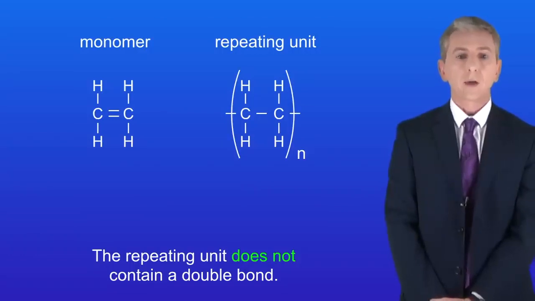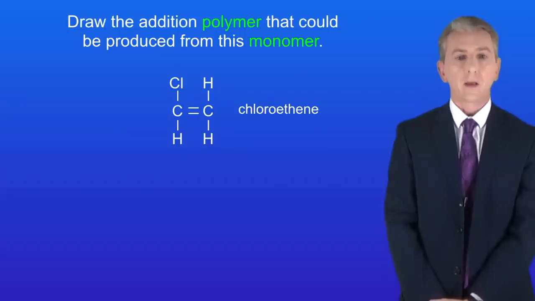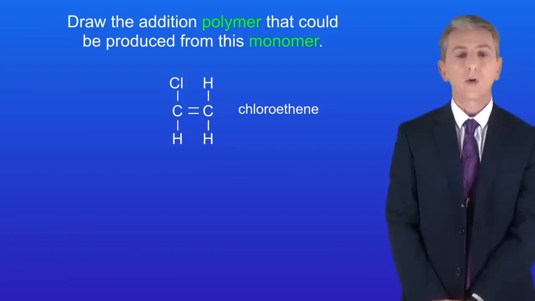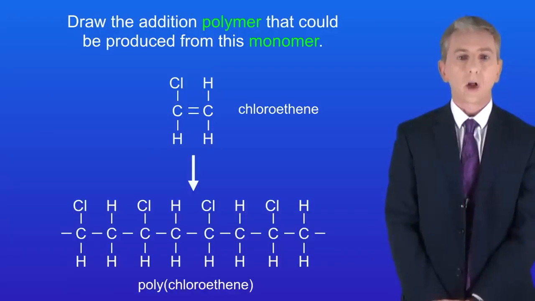Now, in the exam, you could be asked to draw a polymer given an alkene monomer. Here's a question for you to try. Draw the addition polymer that could be produced from this monomer. So pause the video and try this yourself. Okay, the monomer is chloroethene, so the polymer is polychloroethene, and I'm showing that here.